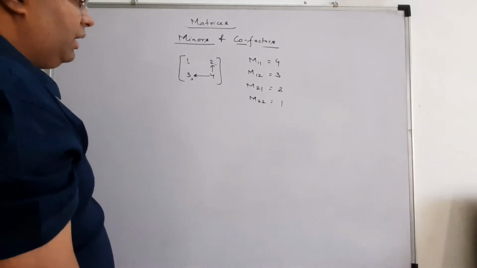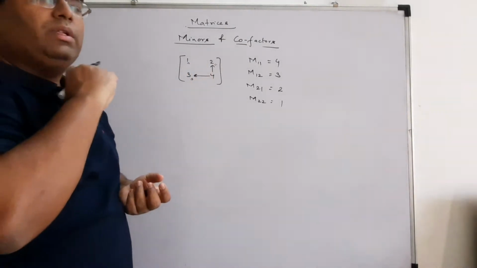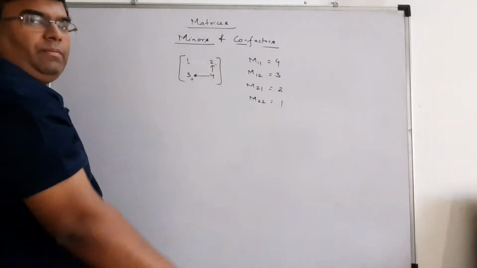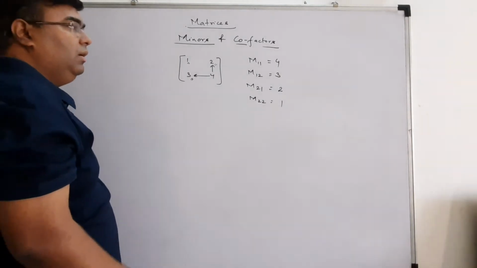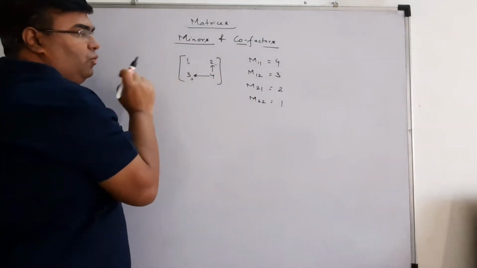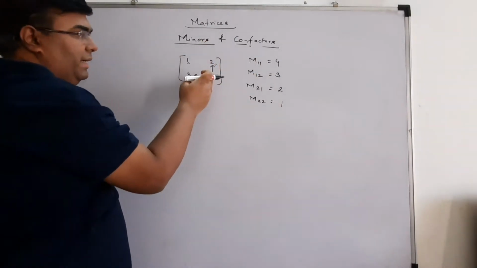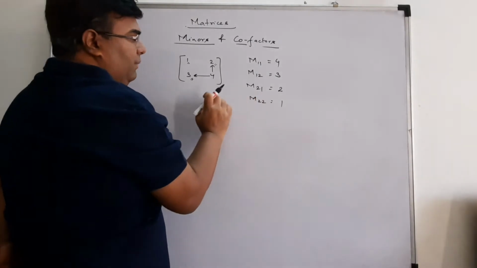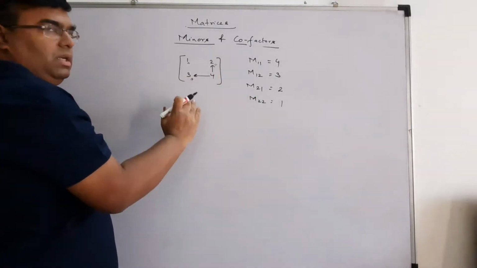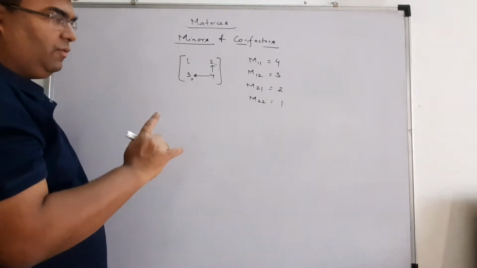Simple. Whichever element I am taking, I am just leaving out that row and that column, and whatever is left, I am writing over here. So for M11, I am leaving the first row and first column. Only 4 was left, so I had 4. For M12, first row, second column, only 3 was left. For M21, second row, first column. For M22, second row, second column, 1 is left. Clear about minors for a 2 by 2 matrix?